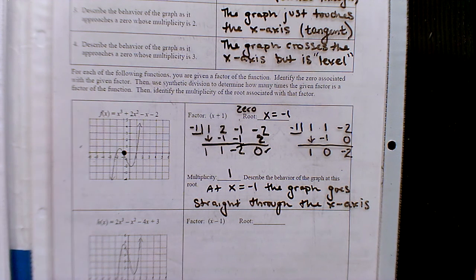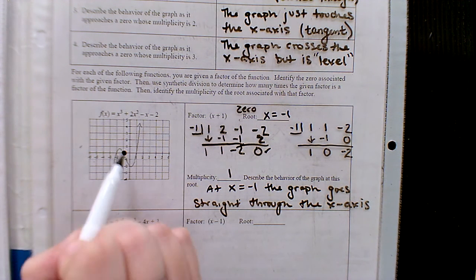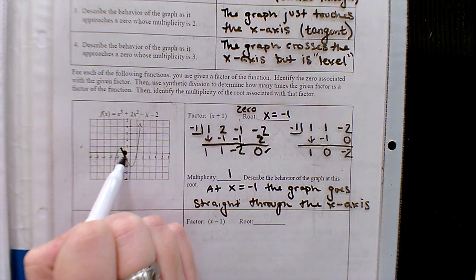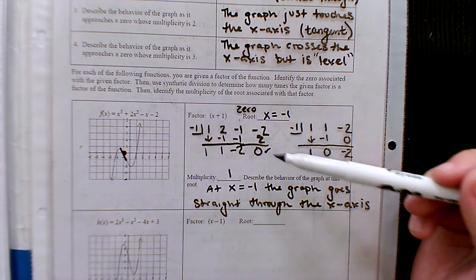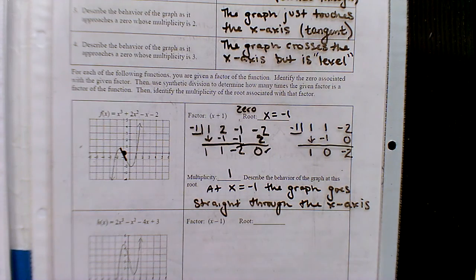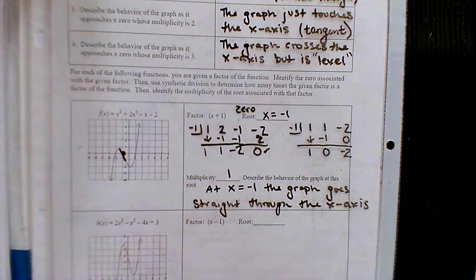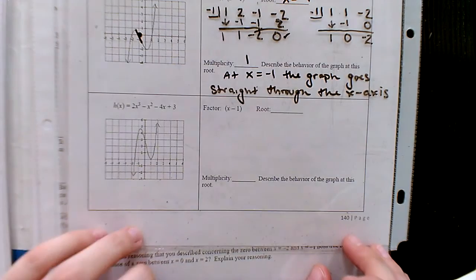Now you can reference the graph and notice how that's the case, okay? If you were to draw a line straight through, that's kind of what's happening around that x-intercept spot. Okay, so based off the multiplicity, we can determine what the graph looks like at that location. All right, let's try the next one.